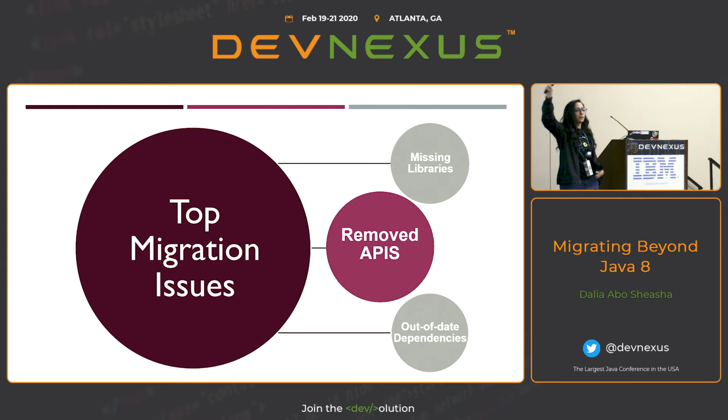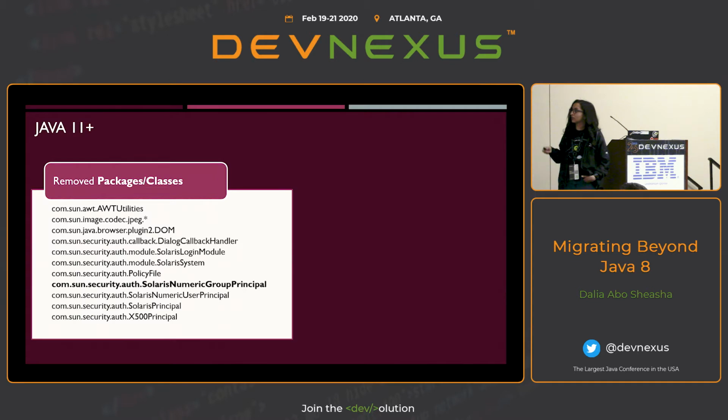All right, so we talked about the first category. You relied on it in Java SE, no longer there. What do you do? The second category is removed APIs. Those APIs were there before. They were deprecated. You still use them because they still worked. But now they're no longer there. You can't use them anymore. So let's dive into that a little bit.